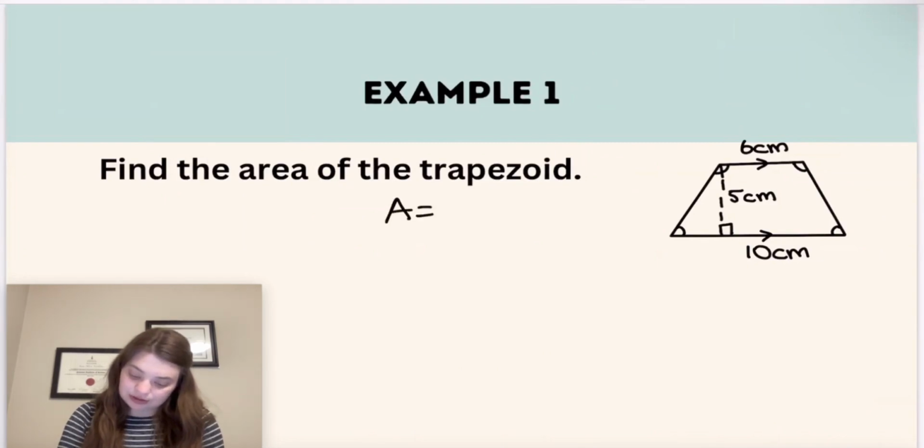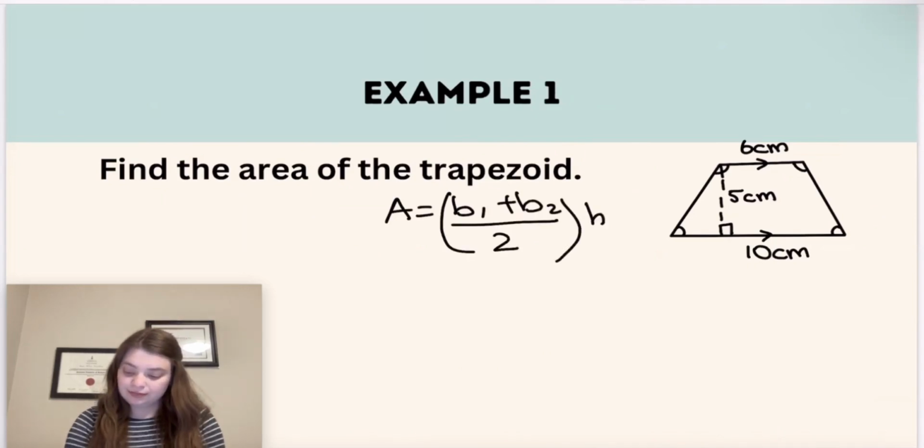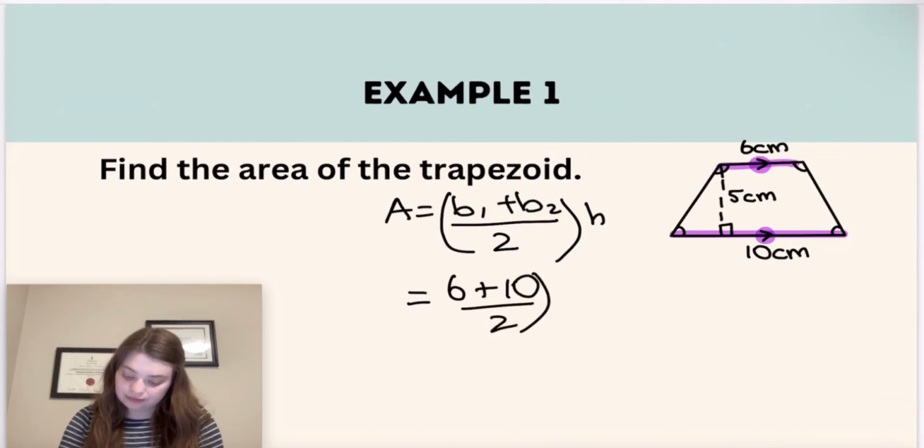Area is equal to base 1 plus base 2 divided by 2 times the height. So in this situation, what are base 1 and base 2? Those would refer to the parallel sides, and we know that these two sides are parallel because of these little arrows here. These little arrow symbols say that these lines are parallel. So therefore, I'm going to plug in 6 and 10 as base 1 and base 2.